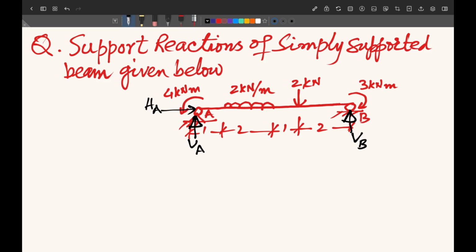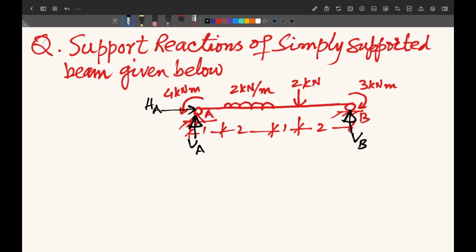Hinge support carries two reactions and roller support one reaction. Fixed support carries three reactions. If you want to know more about the support reactions, you can see our lecture number 1 on support reactions of simply supported beam.